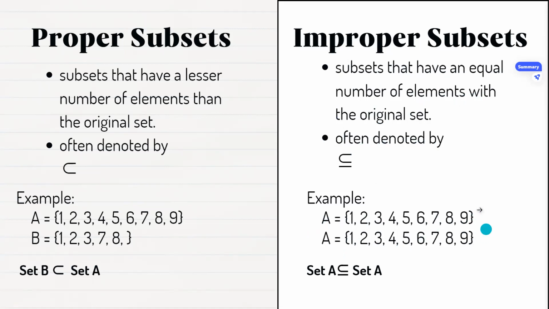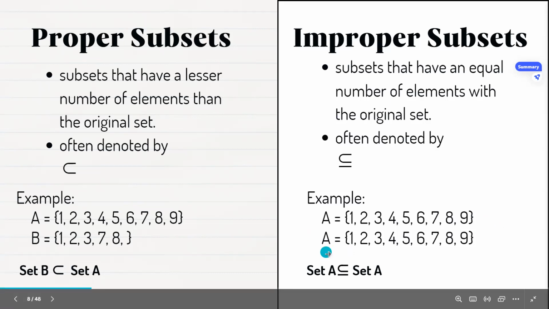However, they have equal number of elements. Therefore, we can say that although set A is a subset of set A, it is an improper subset.